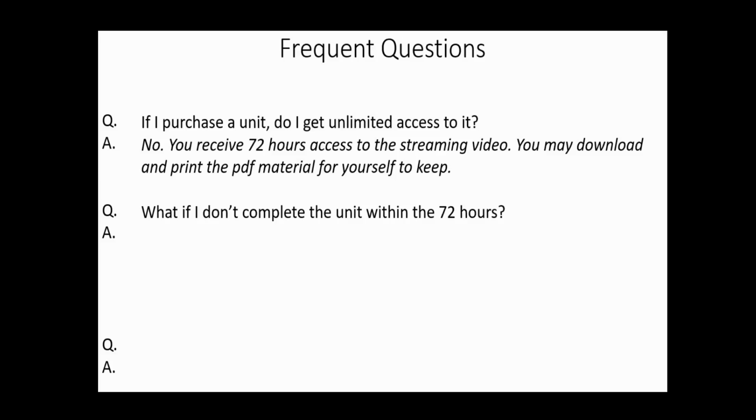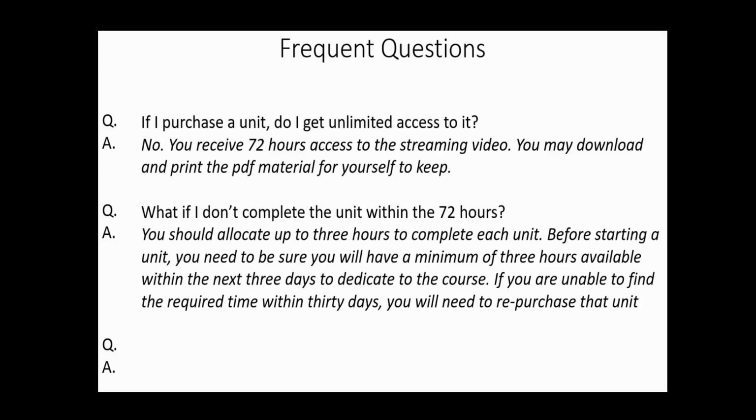What if you don't complete the unit within 72 hours? Well, we recommend that you allocate a minimum of 3 hours to each unit. And so before starting a unit, make sure you have this minimum of 3 hours within the next 3 days. So it doesn't have to be 1 3-hour block of time. It can be 1 hour a day for 3 days. Now, if for some reason you're completely unable to find the time required within the 30-day period, then unfortunately you will need to repurchase that unit.